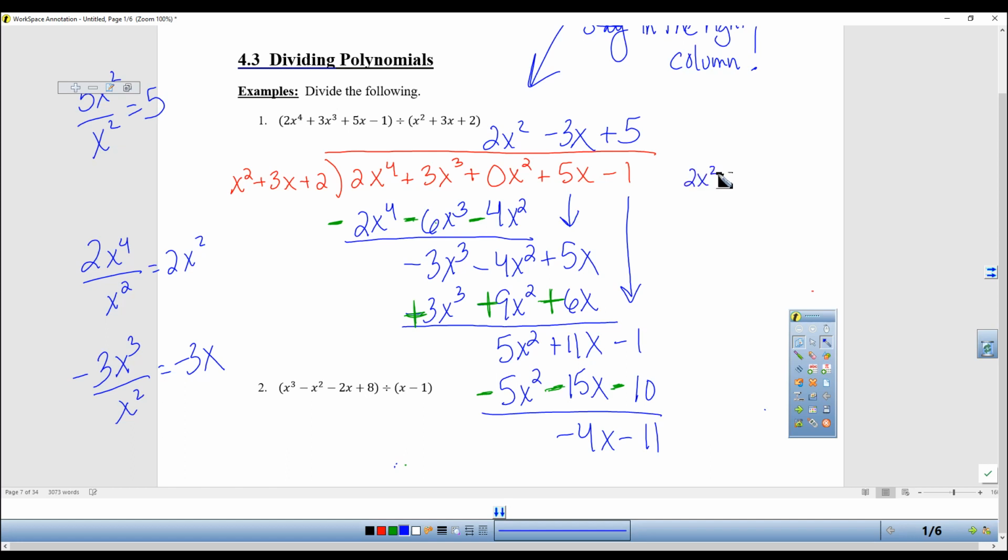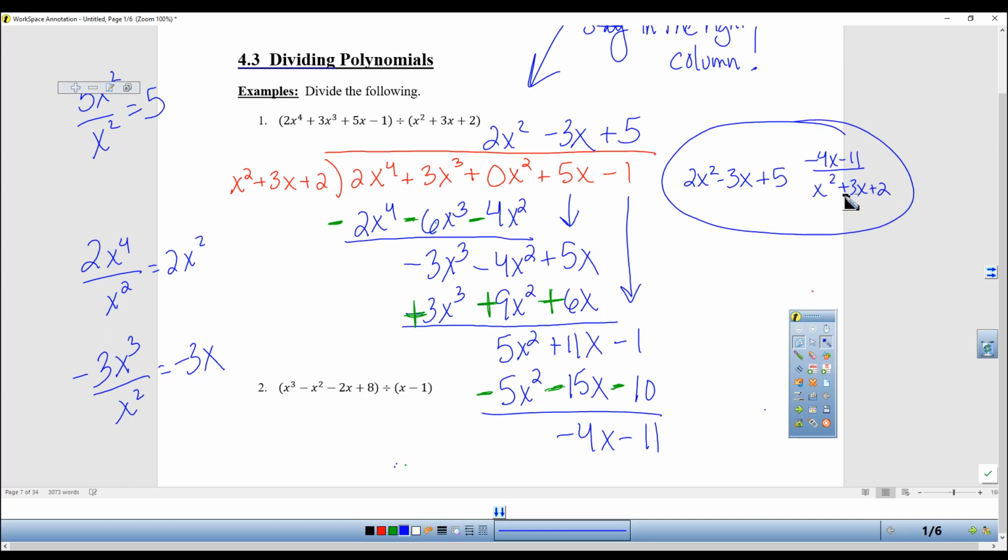So what is the answer to my problem? It's 2x squared minus 3x plus 5 with a remainder of negative 4x minus 11 divided by x squared plus 3x plus 2. Just like that.